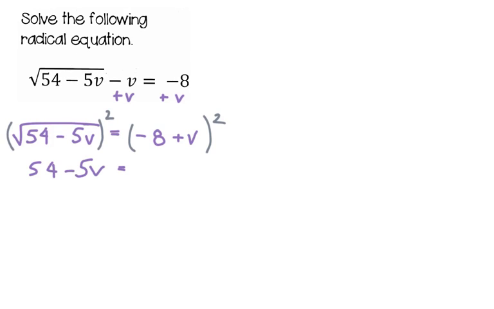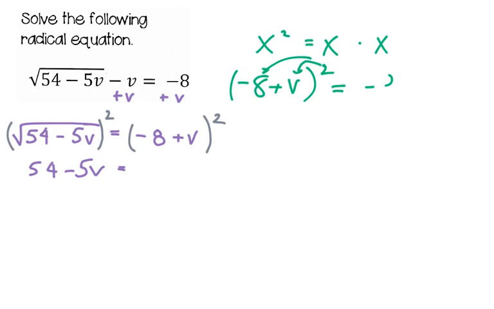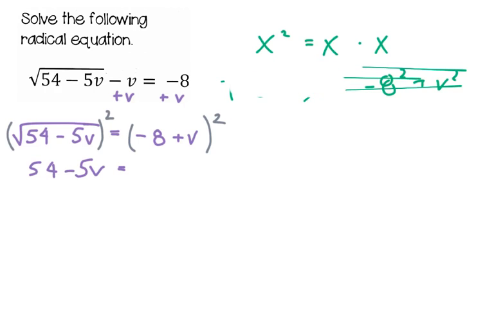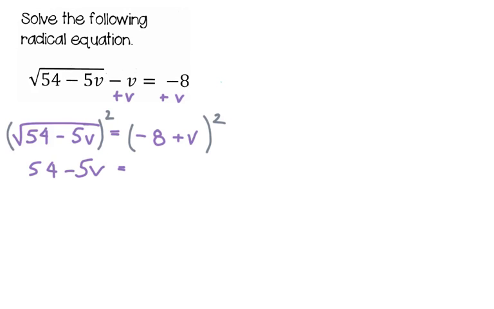And I'm going to take this time to remind you that when we square something, it means multiplying it by itself, right? So if we have negative 8 plus v squared, that does not mean we can distribute the square in. It does not become this in any way, shape, or form. That is bad, bad, bad. It's very tempting to do, though. But what does happen is, because squaring means multiplying by itself, negative 8 plus v squared becomes negative 8 plus v times negative 8 plus v.